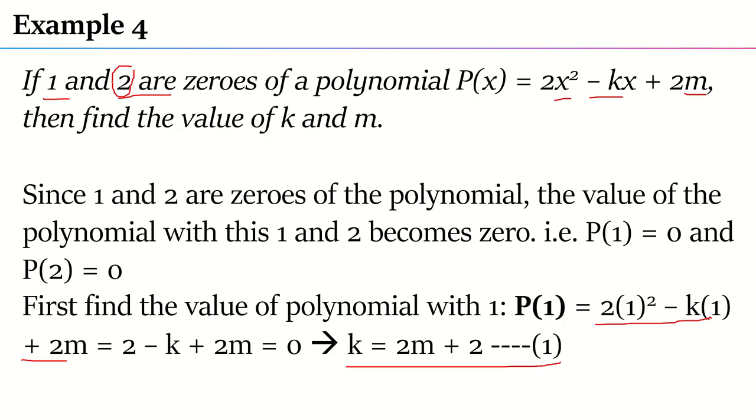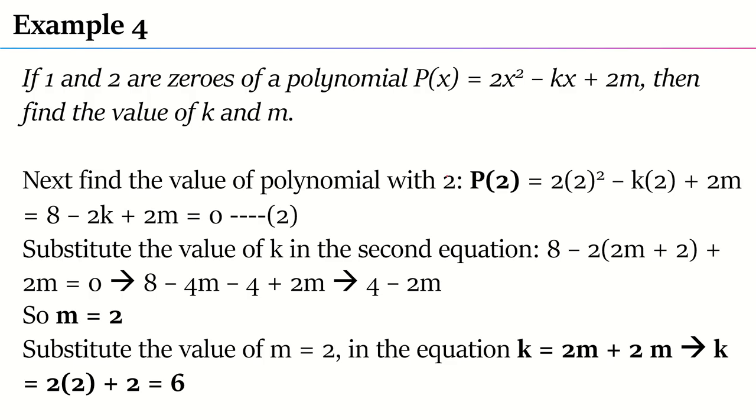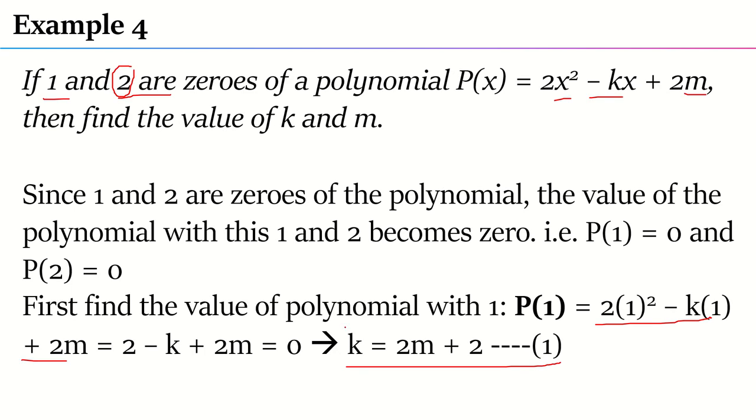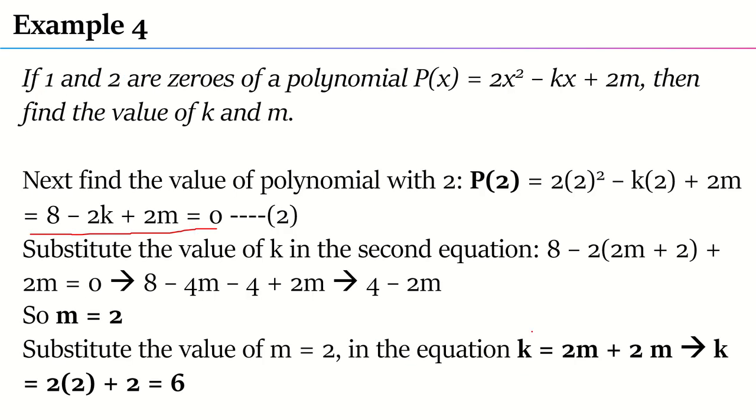You have to repeat the same substitution, and when you substitute the value of 2 in the polynomial, you get 8 minus 2k plus 2m is equal to 0. This is the second equation. You now have a pair of linear equations which needs to be solved. In the earlier equation I had k is equal to 2m plus 2, which I'm going to substitute in this value of k. That's what I have done here. 8 minus 2m plus 2 plus 2m is equal to 0. Now it is easy to resolve, and on resolving I find the value of m to be 2.